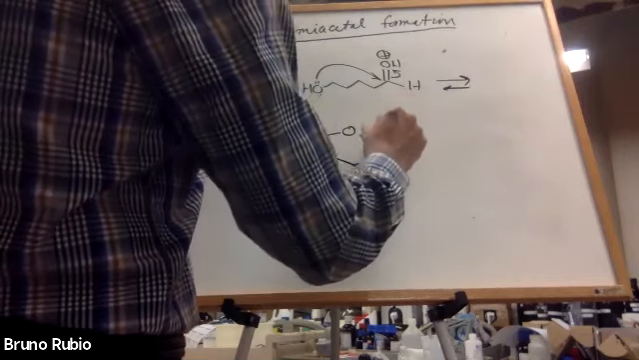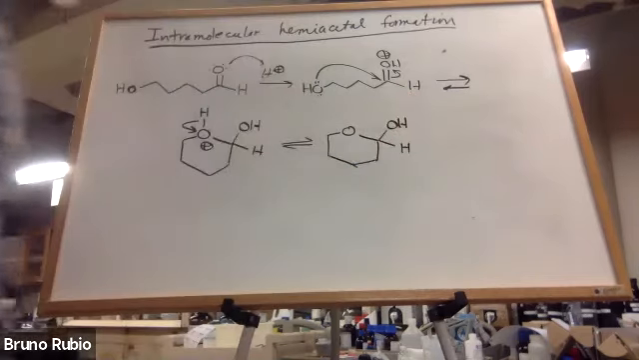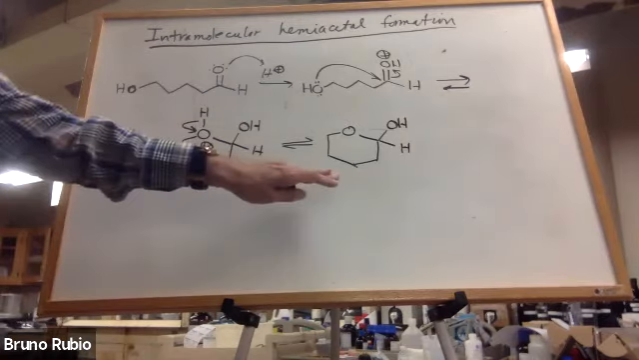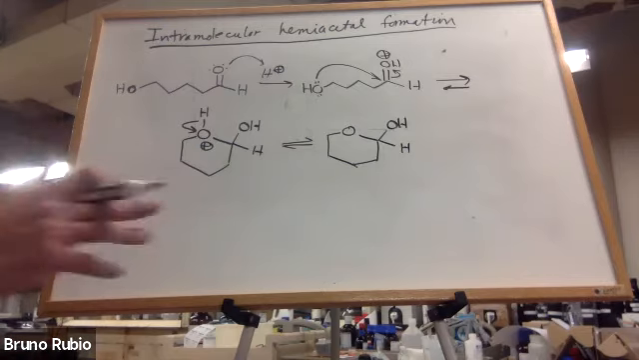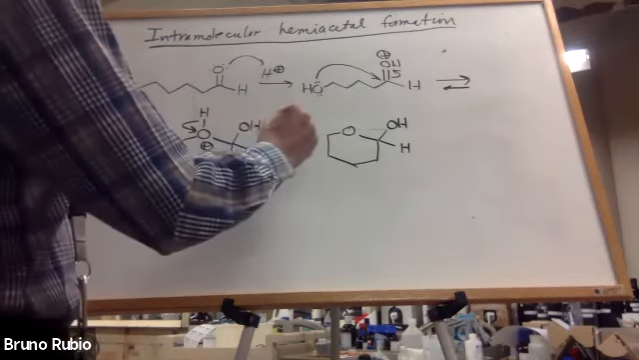And so I get this thing, which is a 6-membered ring product, a 6-membered ring hemiacetal produced by an intramolecular hemiacetal reaction.